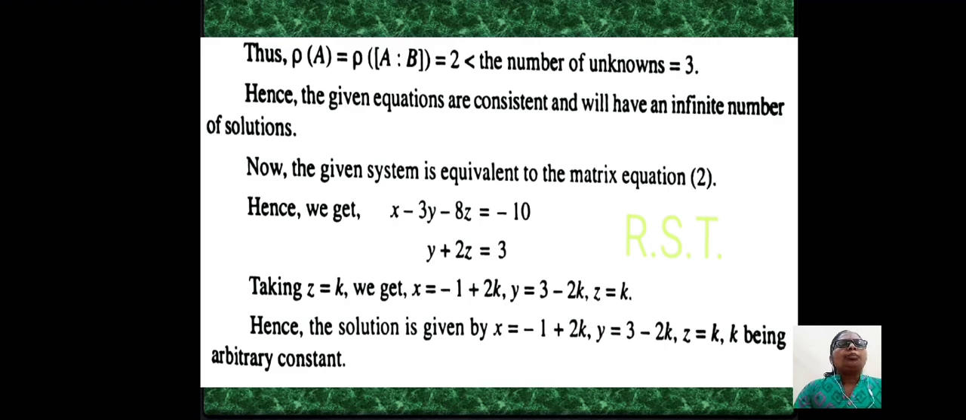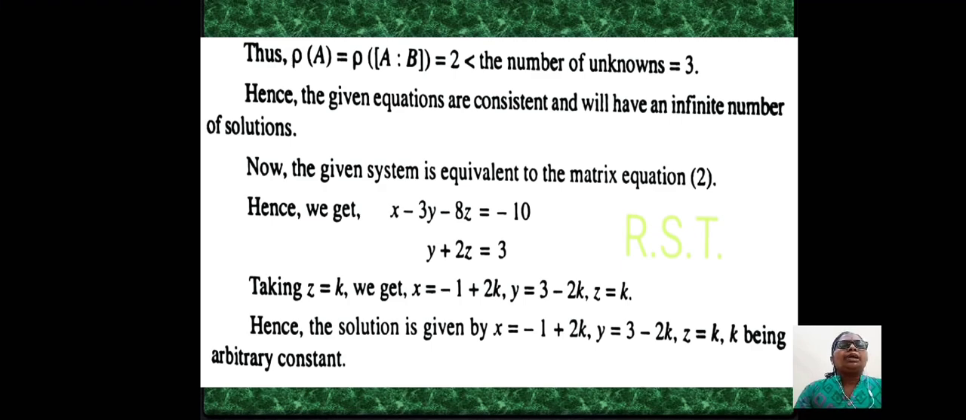Now the system of equations is equivalent to the matrix equation x minus 3y minus 8z equal to minus 10, y plus 2z equal to 3. These equations are taken from equation 2. Now, since the rank is 2 and the number of unknowns is 3, the number of independent solutions is n minus r equal to 3 minus 2 equal to 1. That means we have to give an arbitrary value to only one variable. Let z equal to k.